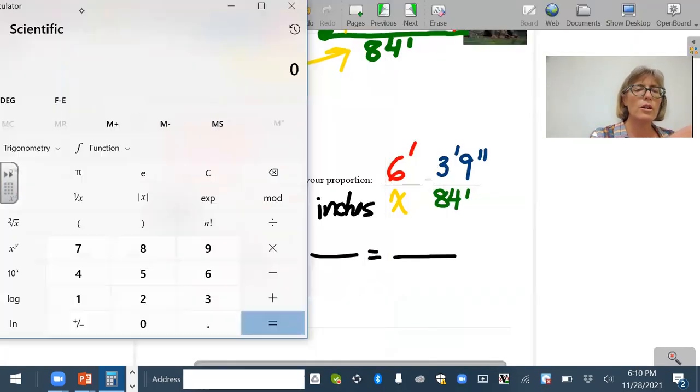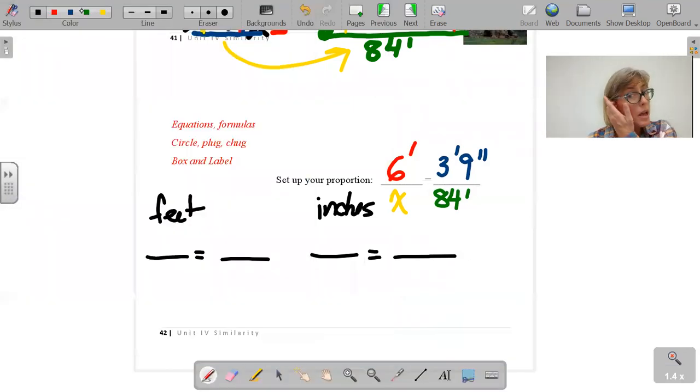Come back to this calculator in just a minute. You're going to need your calculator handy. Most of you aren't going to want to do this longhand. So first we're going to do all feet. So 6 feet is just 6 feet. There's nothing to mess with there. And this is going to be unknown. I'm going to put the notation that I'm working in feet here.